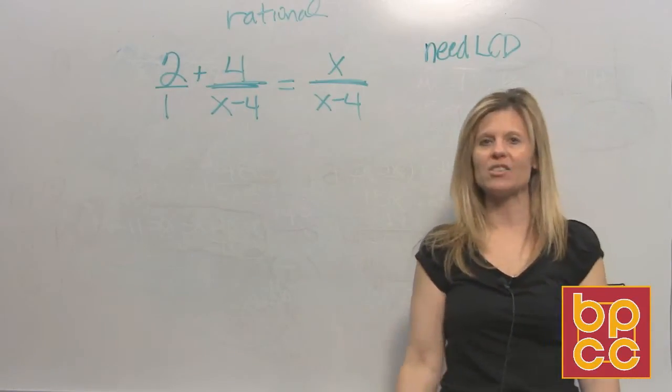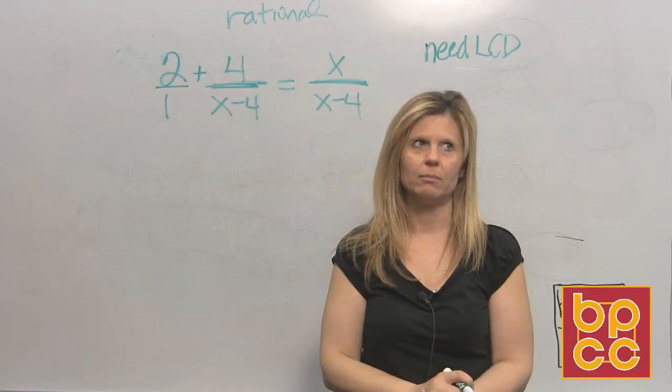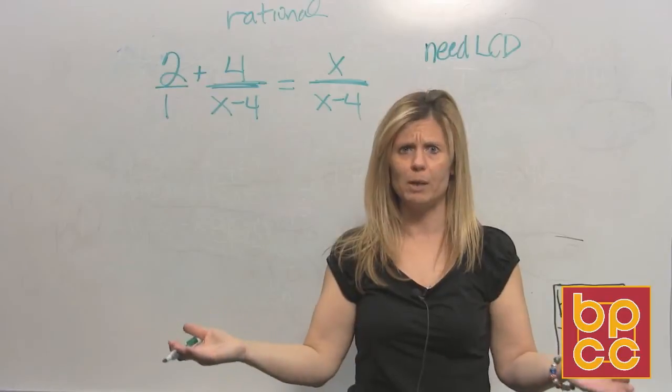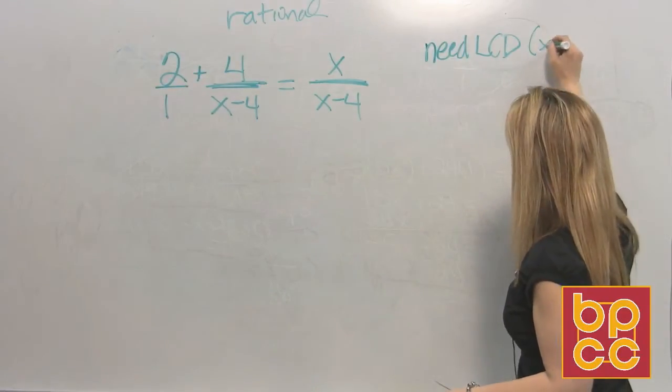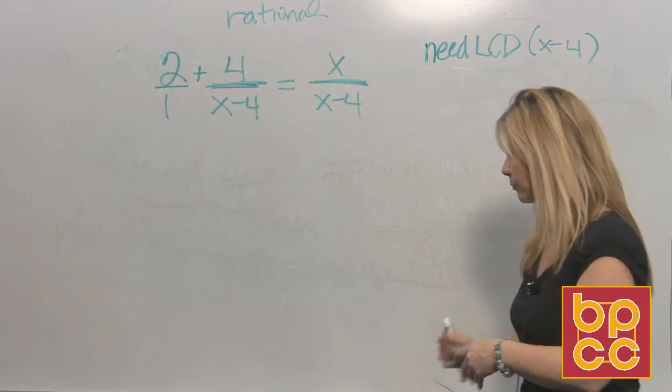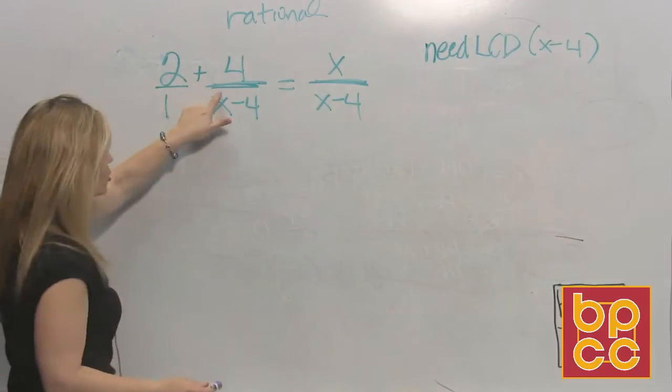That would be like me asking you guys, what's the common denominator of 1/2 and 1/2? Well, they're already the same. The denominator would be 2. So the common denominator of x minus 4 and x minus 4 is x minus 4. Common sense. I want to get rid of fractions.